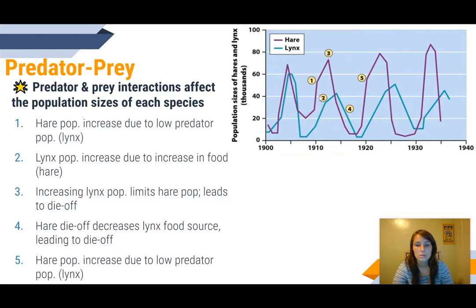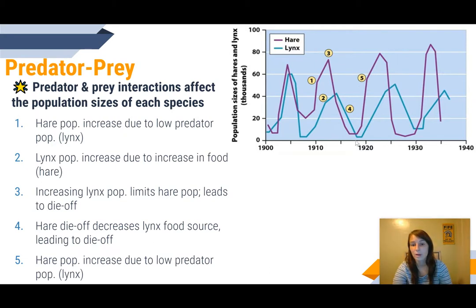Now at number 2, on the blue line, you start seeing the lynx population increase due to an increase in food from the hare. Now they're starting to go up because they have a bunch of food available to them. At number 3, the increase in lynx population starts to limit the hare population, which leads to a die-off in the hare. Then number 4, that hare die-off decreases the lynx food source, which starts leading to the lynx dying off.